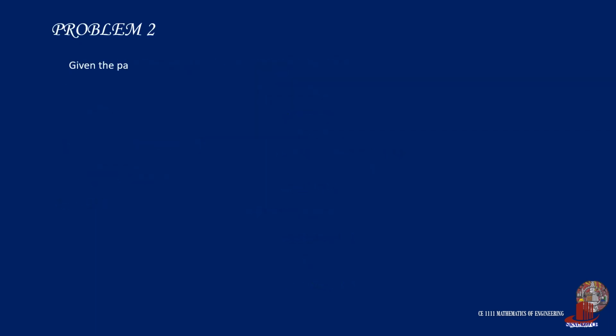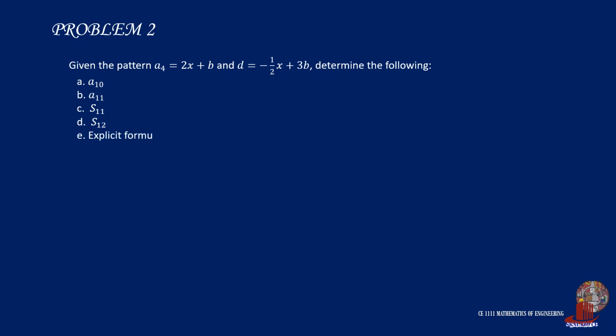The second problem provides a sub 4 as 2x plus b, and the difference is negative half of x plus 3b. The requirements are the 10th and 11th terms and the summation of the first 11 and 12 terms of the pattern. Then for the explicit and recursive formula, just the same.